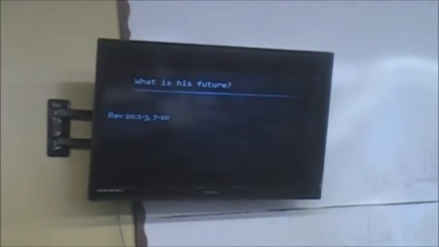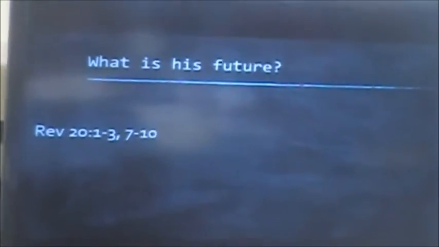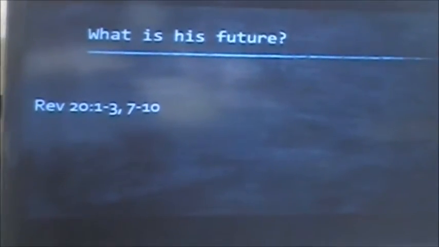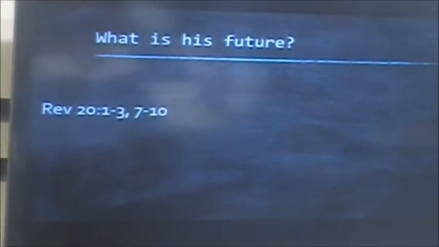And so let's look at his ending. Let's look at his future. Let's go to Revelation chapter 20. We're going to read verses 1 through 3 and then 7 through 10. Revelation chapter 20, verses 1 through 3, then skip down to 7 through 10.